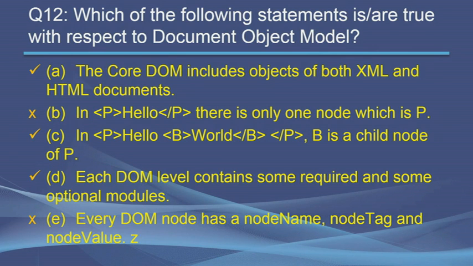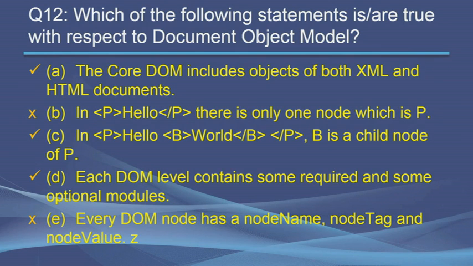In open P or open paragraph hello, open bold, close bold and close paragraph, B is a child node of P. Now it is important that you know that HTML follows a tree structure in its document object model, and when you include an element within another element, it automatically becomes a child node. So bold in this case is a child node of paragraph. So that is correct. So C is a correct option.